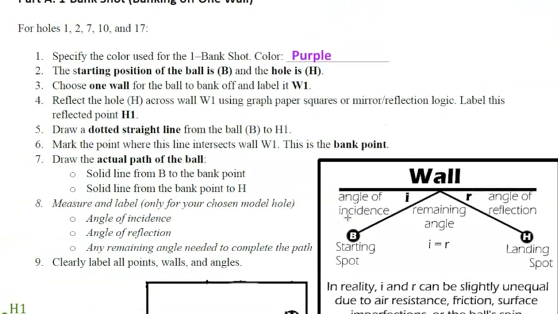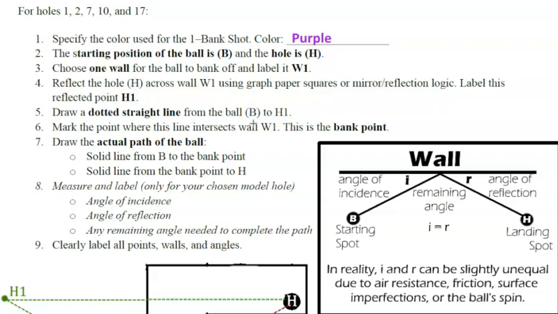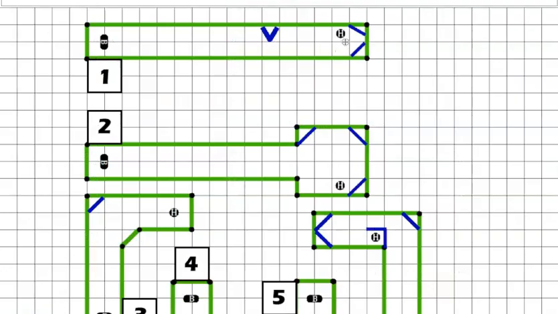Let's look at hole number 1 and do this. On hole 1, we're going to reflect it across this line right here, and that's going to be our wall 1. We have our hole. There's 1 space in between the hole and that wall, so we reflect it across that wall. There will also be an empty square on the other side. And so your reflected H would be right here, and we can label that as H1.